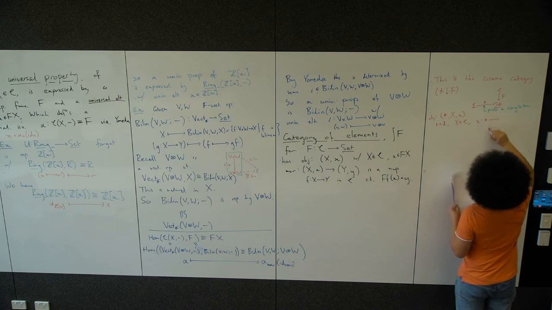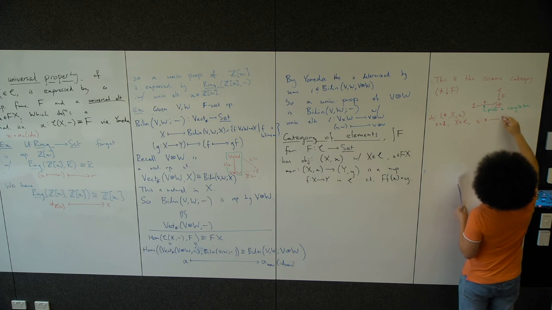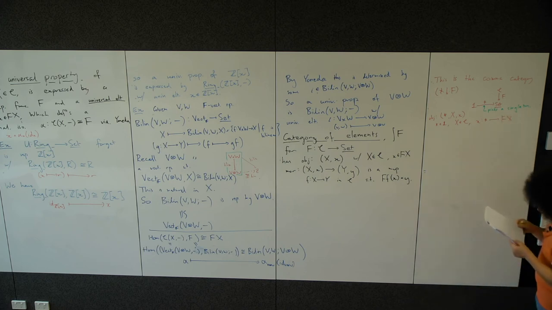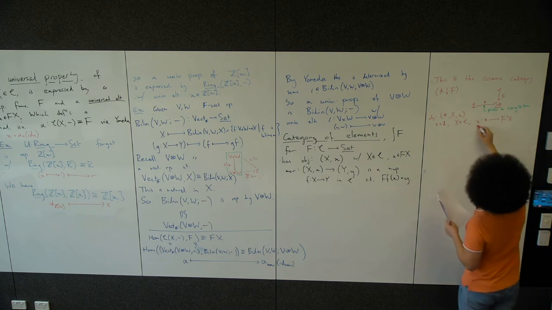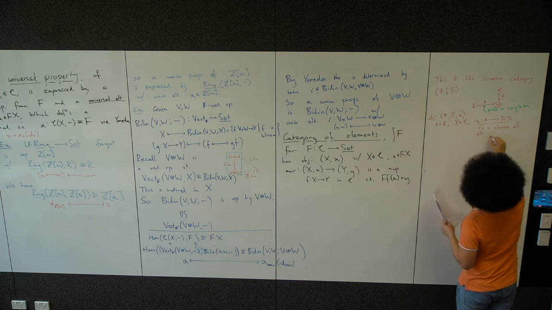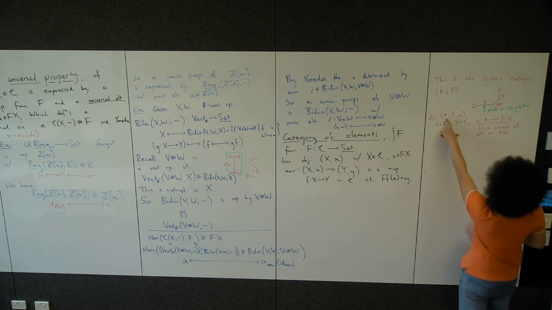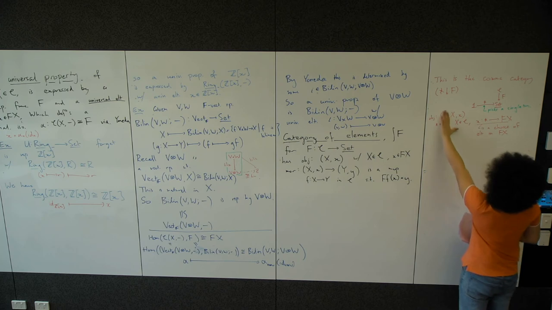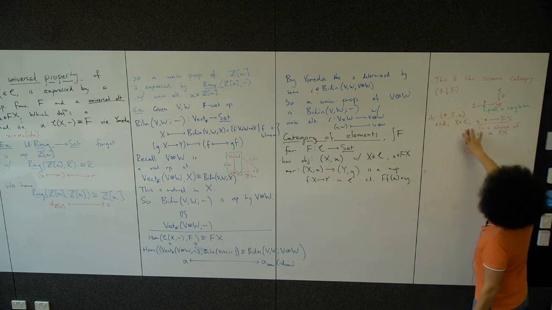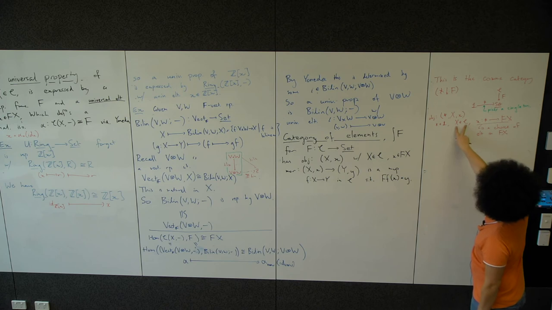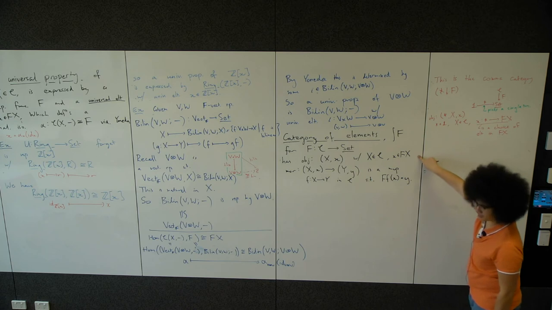So little x is a map from star to F of X, which is some set. This is a choice of element in F of X. I've just said that this is useless information. There's only one such object, so we can drop it. And so the objects in this comma category are precisely objects of C together with some element of F of X, which is what we said over here.